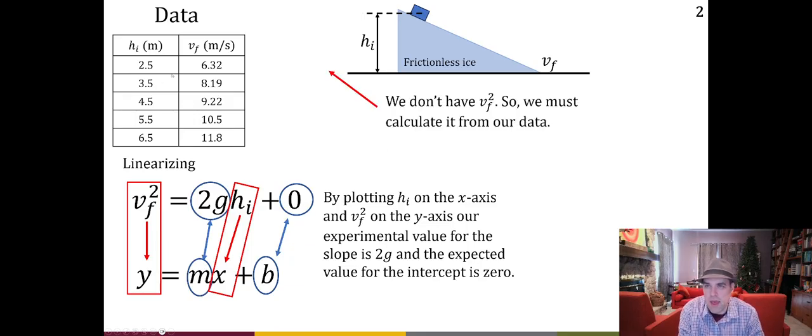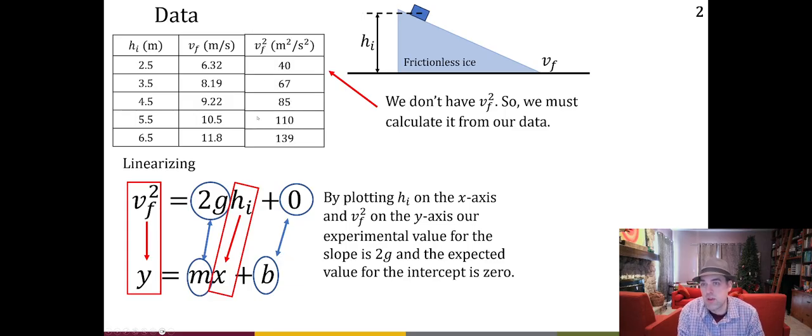Now, we don't have final velocity data. We don't have final velocity squared data, do we? So what we can do is we can take our final velocity data and then just square it in our calculator. So we took 6.32 and we squared it to get 40, 8.19 and squared it to get 67 and so on. So that's what we're going to be doing in our lab as well, squaring that velocity data in order to get the final velocity squared in order to plot it.